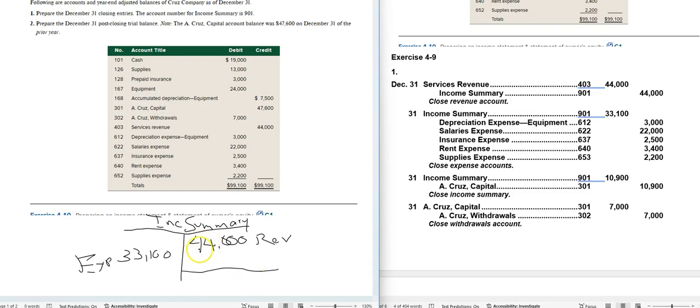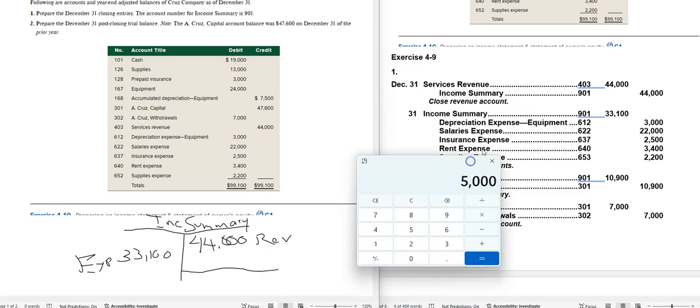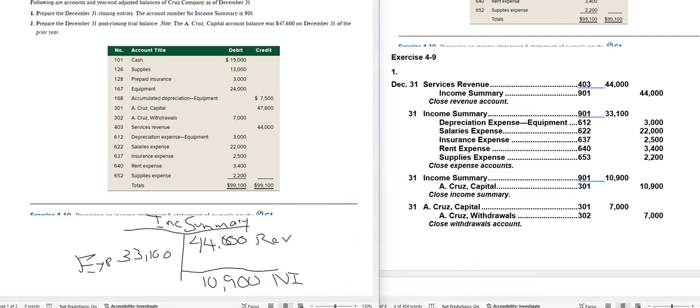So right now the balance in this account is the difference between my $44,000 credit and my debited $33,100. The difference between those two is $10,900. So after my first 2 closing entries, I am left with a credit balance in this account, and that is the amount of my net income for the year. So the income summary account just summarized my net income.